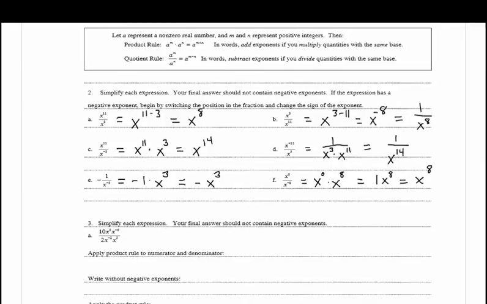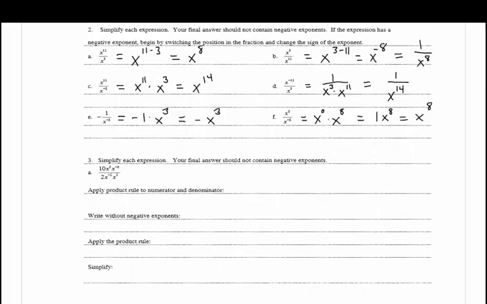In F, we have x to the 0 divided by x to the negative 8th, and we could write this as x to the 0 times x to the 8th. And remember, x to the 0 is equal to 1. So we could say that this is 1 times x to the 8th, and that's equal to x to the 8th. In 3, they want us to simplify each expression.